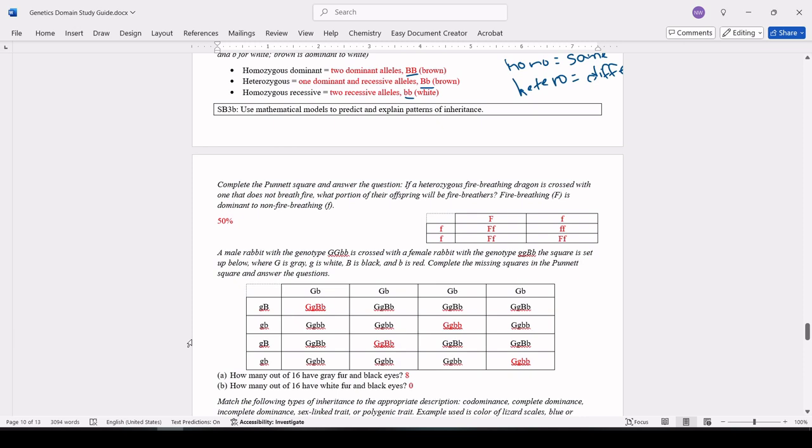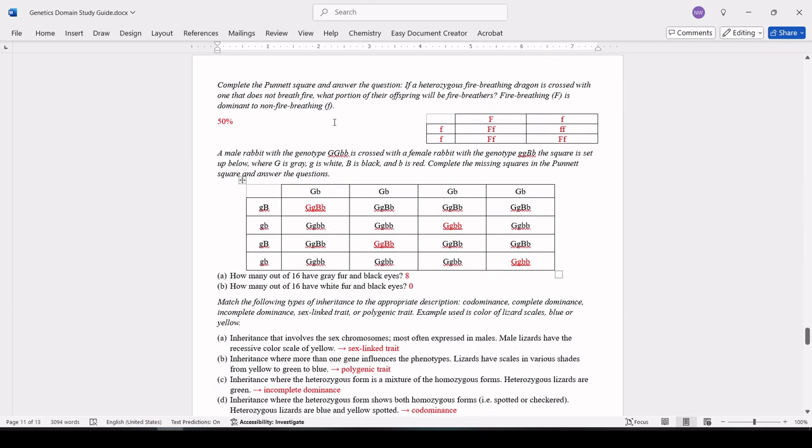SB3B says use mathematical models to predict and explain patterns of inheritance. So mathematical models are going to be your Punnett squares. We have 2 types. The monohybrid. This is the one that you've done a bunch in class. This is the one you need to be really familiar with.